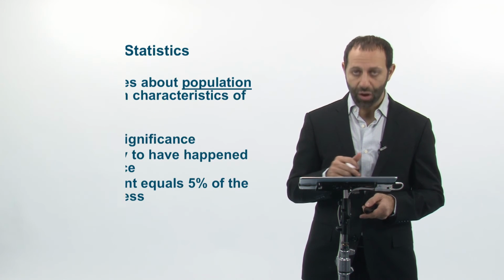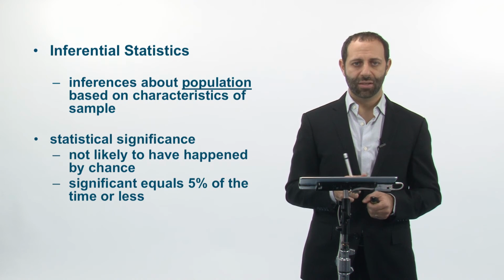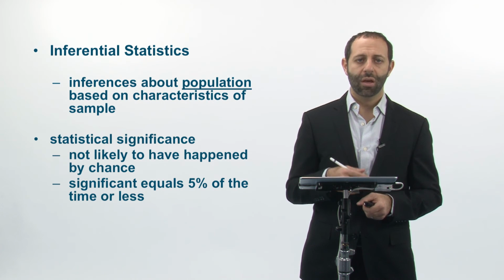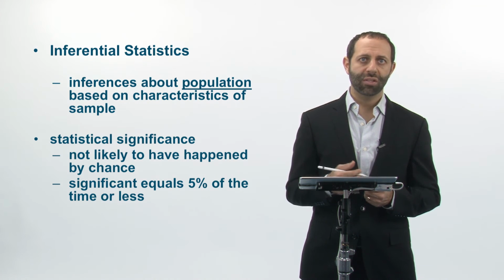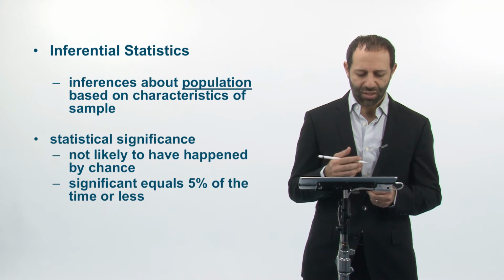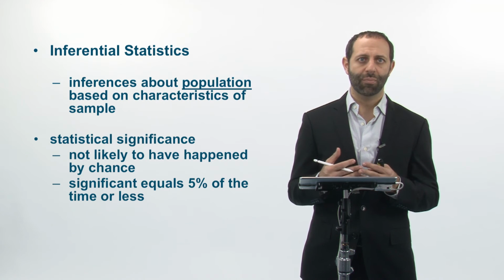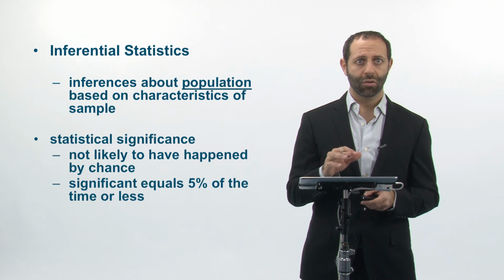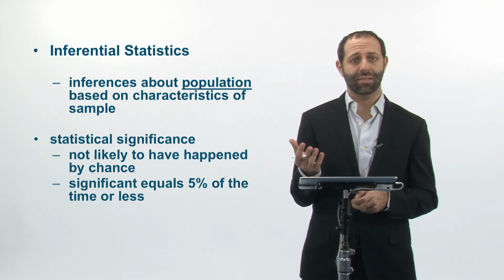Okay, let's move on to the last point here, and that is to talk about inferential statistics. Inferential statistics allow us to make inferences about populations based on characteristics of your sample. So to do this, researchers use tests of statistical significance. To understand what statistical significance is, we should keep in mind that any relationship, for example, in a correlational study, or any difference between two means, let's say in an experiment, could have happened by chance.